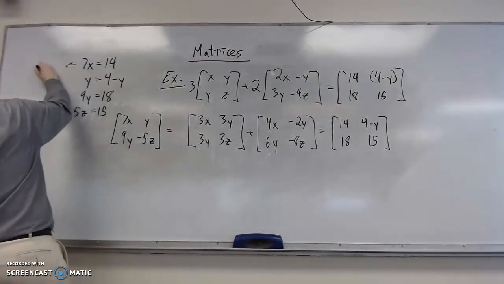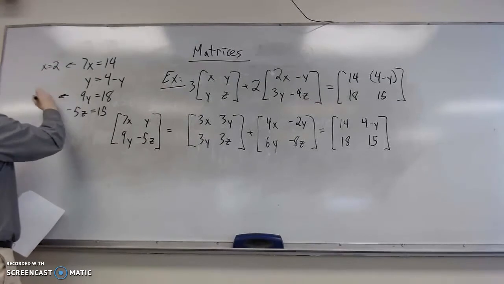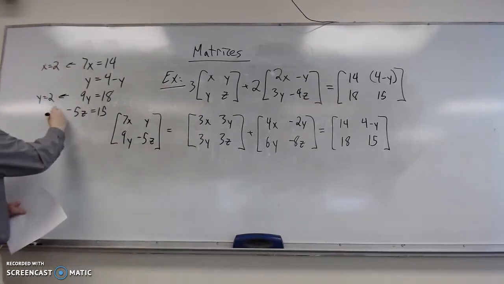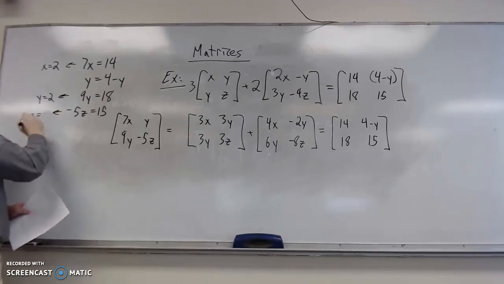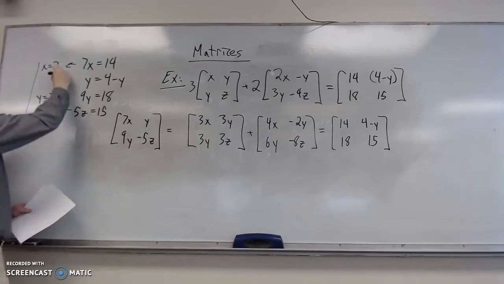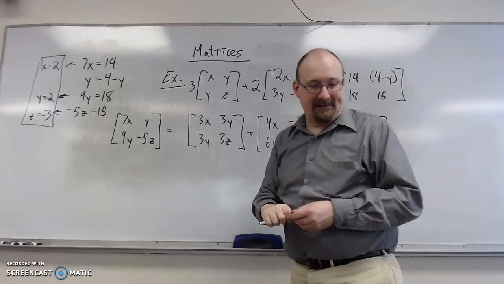So this is only true if x is 2. This one is also only valid if y is 2. And then lastly here, we get z needs to be 15 divided by negative 5, which is negative 3. So those are my values for x, y, and z that I need in this instance.